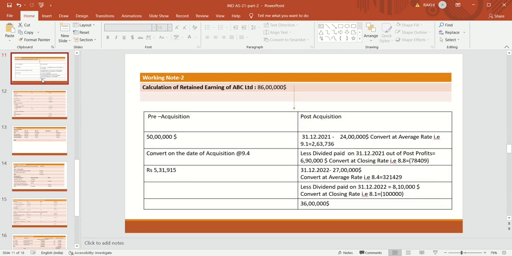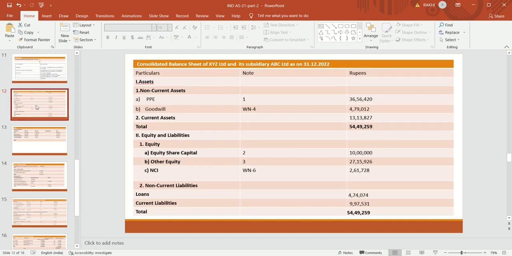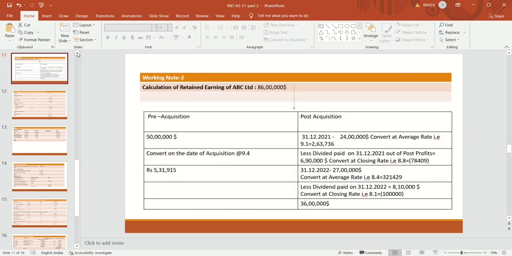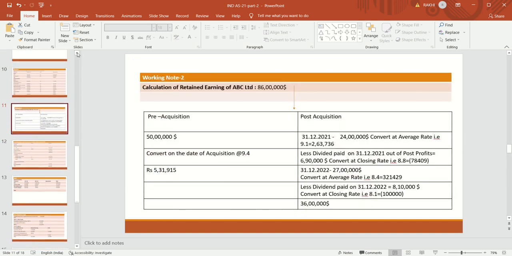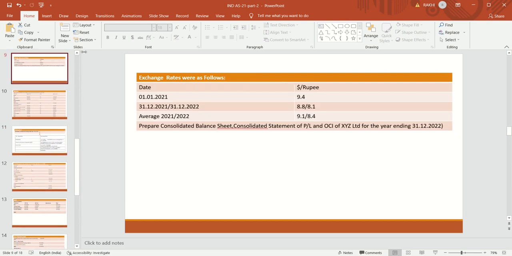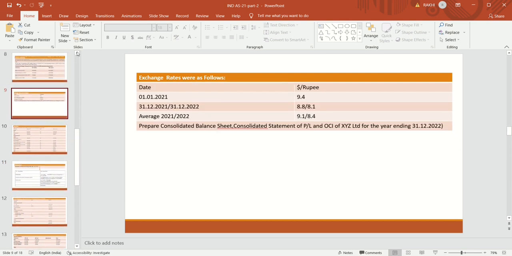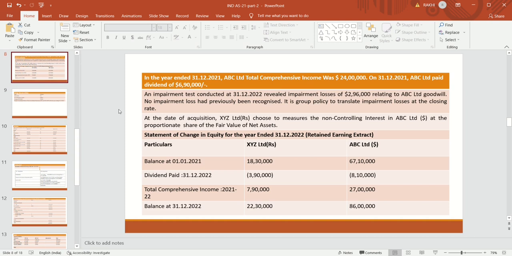We will take that rate and convert that to get 78,409. Then on 31st 12/2022, the balance is 27 lakhs dollar. That is said in the question, that is, we will take the revenue statement, that is the balance as on 31st 12/2022. The total comprehensive income is 27 lakhs and dividend paid as on 31st 12/2022 is 8 lakh 10,000.